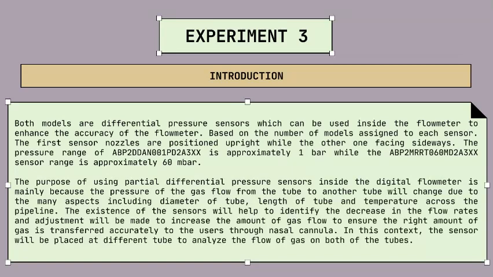The purpose of using differential pressure sensors inside the digital flow meter is mainly because the pressure of the gas flow from one tube to another will change due to many aspects, including the diameter of the tubes, length of the tubes, and also the temperature across the pipeline. The sensor will help to identify the decrease in the flow rates, and adjustment will be made to increase the amount of gas flow to ensure that the right amount of gas is transferred accurately to the users through the nasal cannula. In this context, the sensor will be placed at different tubes to analyze the flow of gas in both tubes.